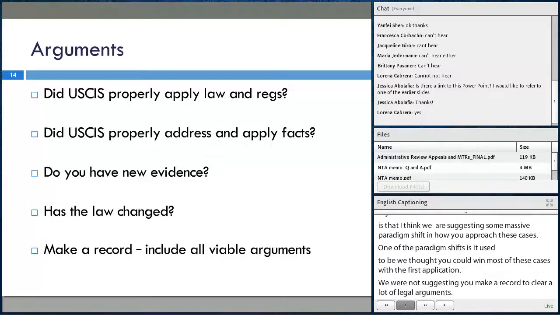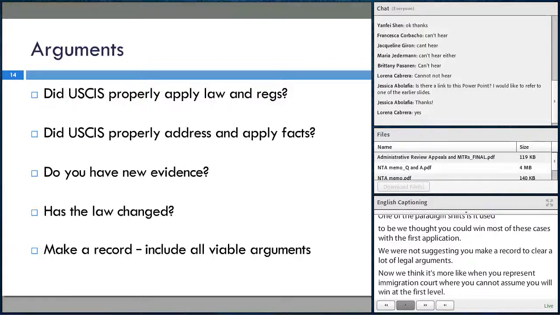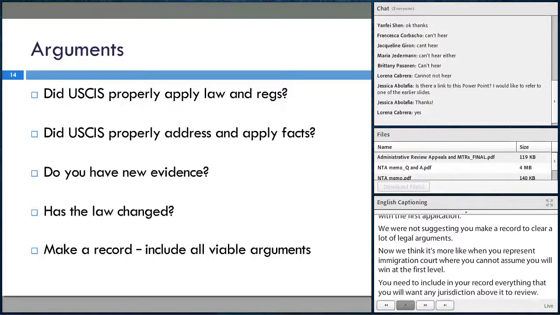So you need to include in your record everything that you're going to want any jurisdiction above it to review. So that's why you're going to want to have all of the arguments, even if you don't think that the Vermont Service Center or the Nebraska Service Center is going to understand them. You're going to want to have those now in your applications or in response to RFEs or NOIDs, if you filed these a long time ago and you're only getting those now, so that when you go to the AAO and perhaps beyond, that's in the record. So now we need to create records from the get-go in all of these cases.